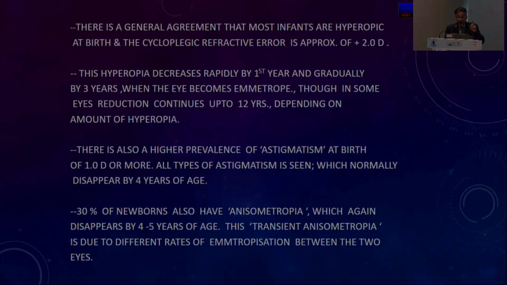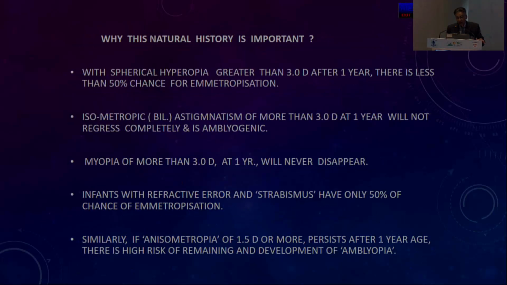There is also a higher prevalence of astigmatism at birth of 1 diopter or more. All types of astigmatism are seen, which normally disappear by 4 years of age. Second thing, 30% of the newborns also have anisometropia, you understand that, which again disappears by 4 or 5 years. This transient anisometropia is due to different rates of emmetropisation between the 2 eyes. ठीक है? Now, why is this natural history important?